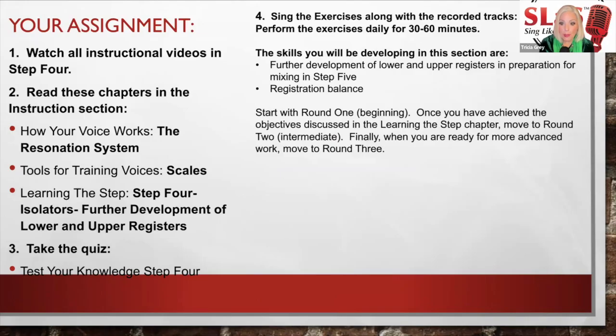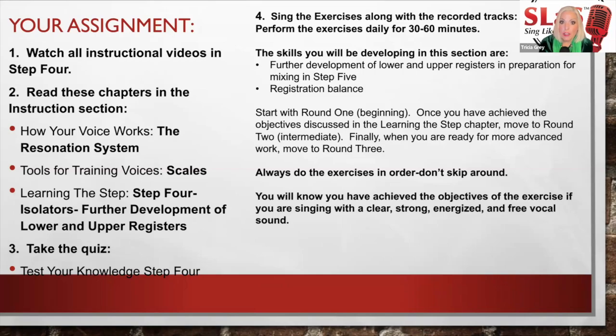Start with round 1, the beginning round. Once you've achieved the objectives discussed in the Learning the Step chapter, move to round 2, the intermediate round. Finally, when you're ready for more advanced work, move to Step 3. Always do the exercises in order. Don't skip around. You will know you have achieved the objectives of the exercise if you're singing with a clear, strong, energized, and free vocal sound.